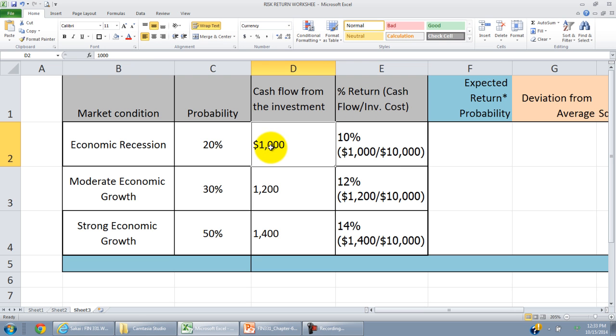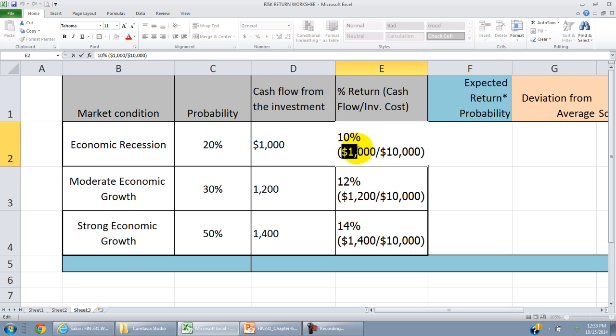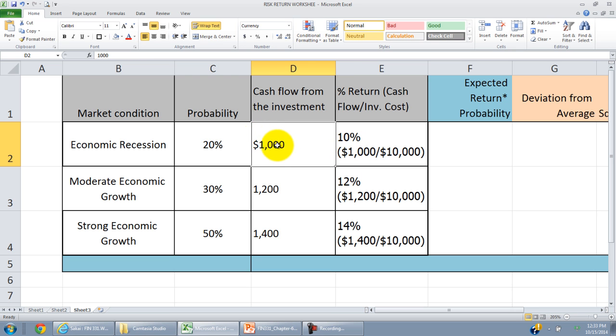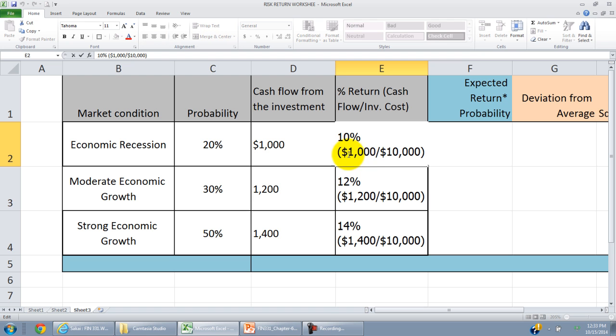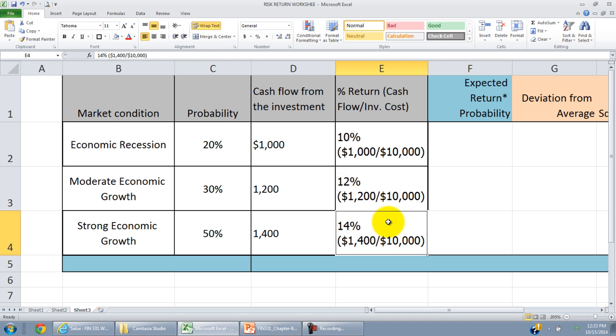With the cash flow of 1,000, you take 1,000 divided by the 10,000 investment, so the rate of return is 10%. Similarly, with the cash flow of 1,200, you take that divided by 10,000, and the return is 12%. And then finally you have 14%. So the rates of return are 10%, 12%, and 14%.